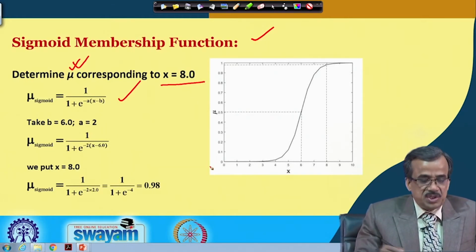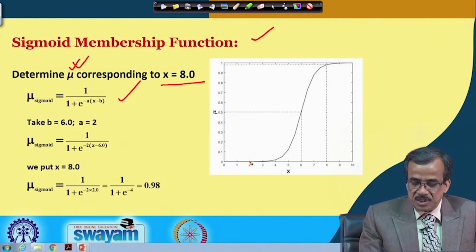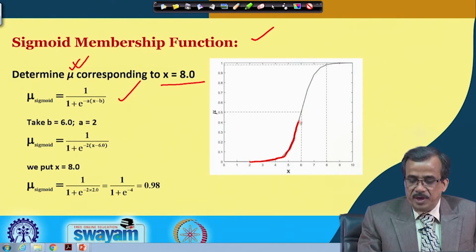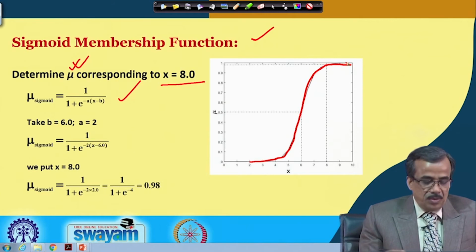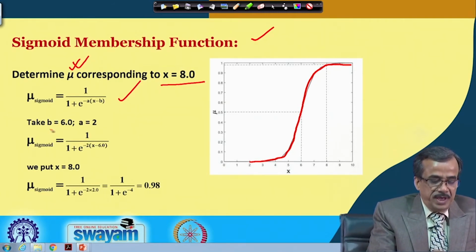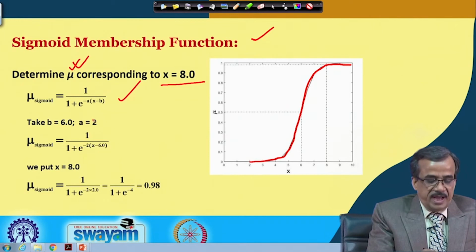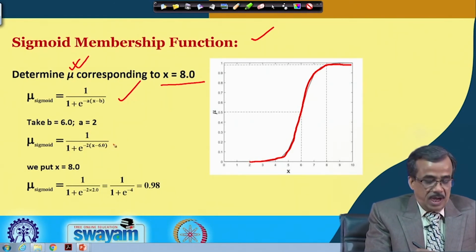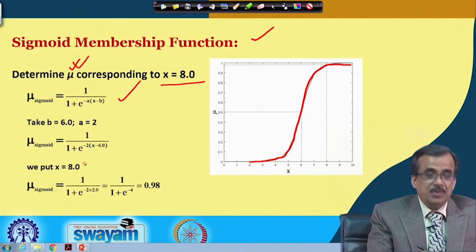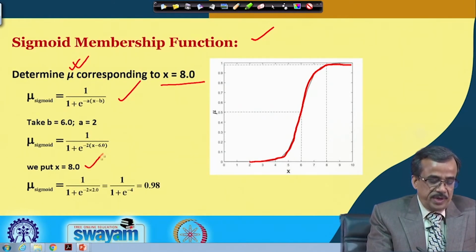So, this is the distribution for this sigmoid membership function, corresponding to b equals 6.0 and a equals 2. I will be getting the expression for mu sigmoid, that is nothing but 1 divided by 1 plus e raised to the power minus a equals 2 multiplied by x minus b equals 6. Now, here if you substitute the value for x, that is x equals 8.0.